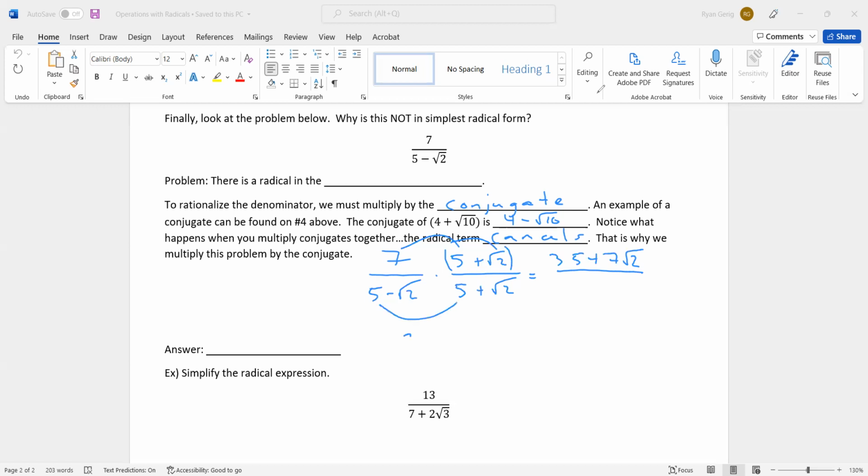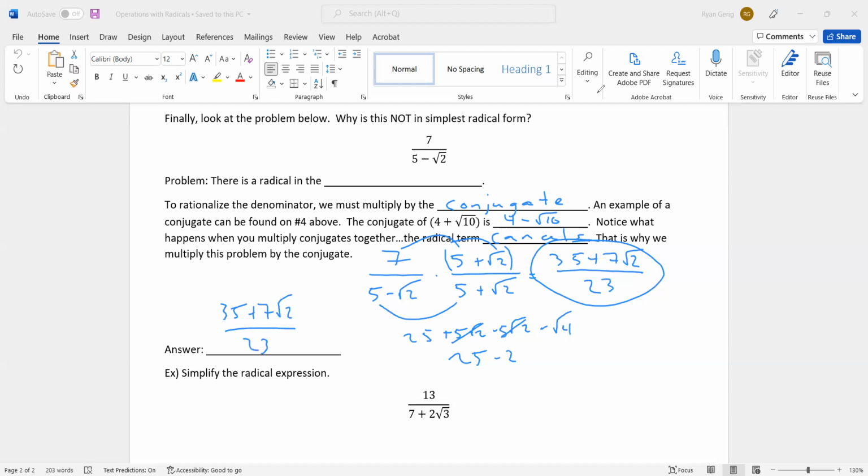So we go 25 plus 5 radical 2 minus 5 radical 2. We know those are going to cancel. That's why we did this. And then minus radical 4. But the square root of 4 is 2. 25 minus 2 is 23. That is the answer to this problem. 35 plus 7 radical 2 over 23.